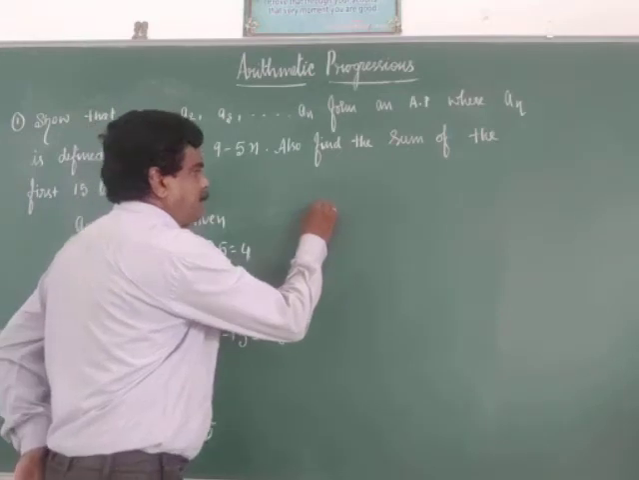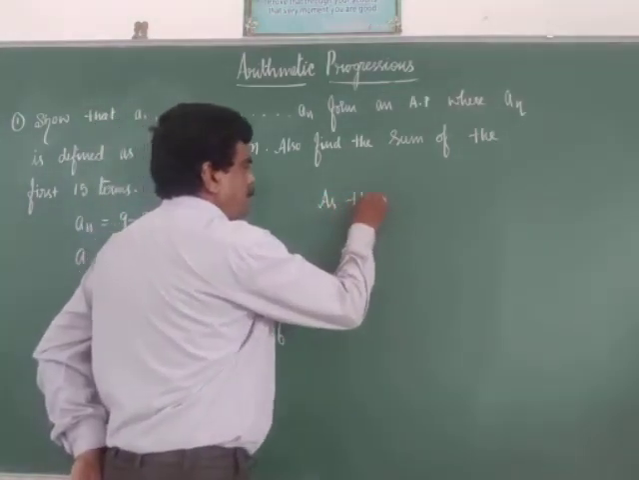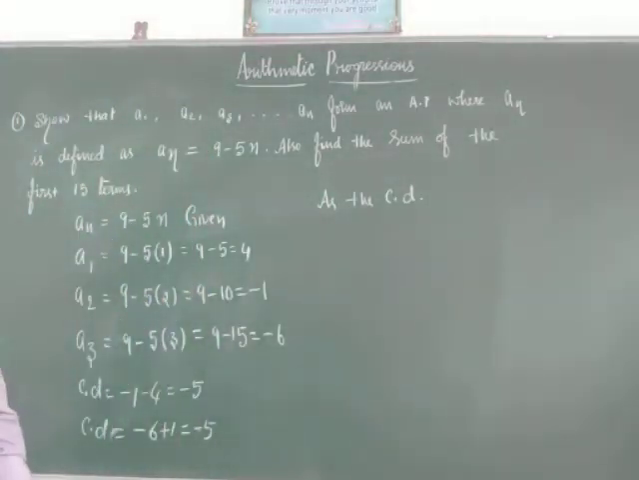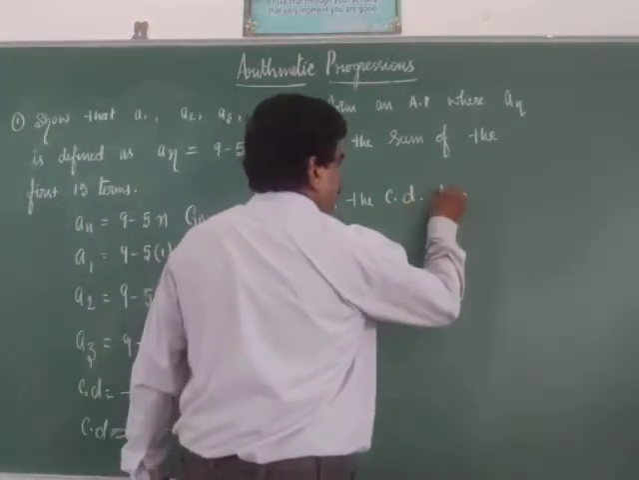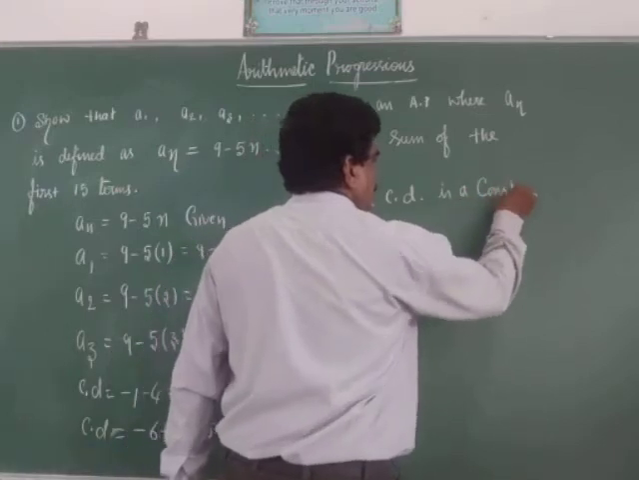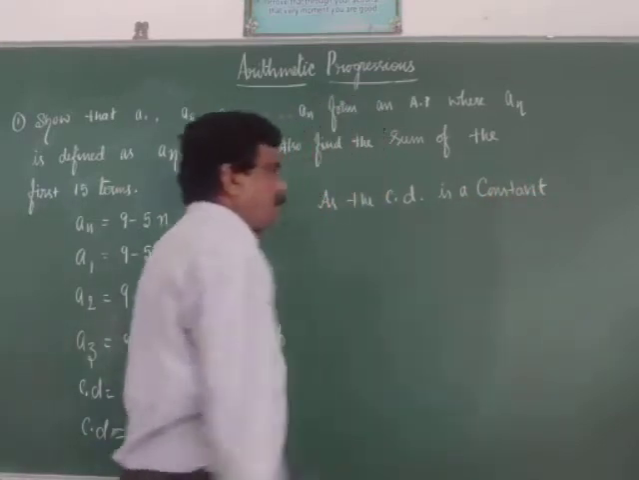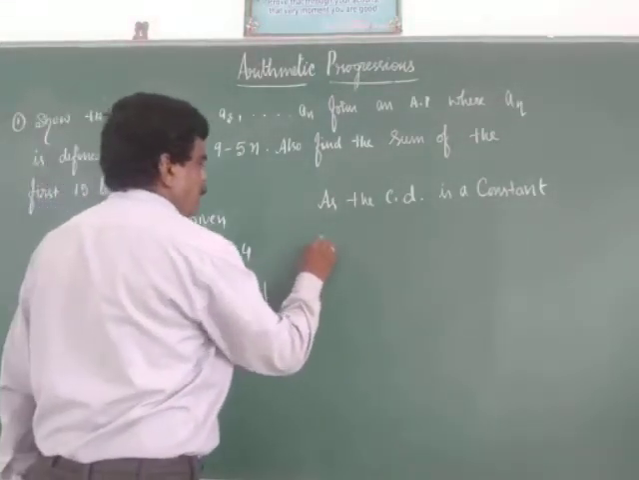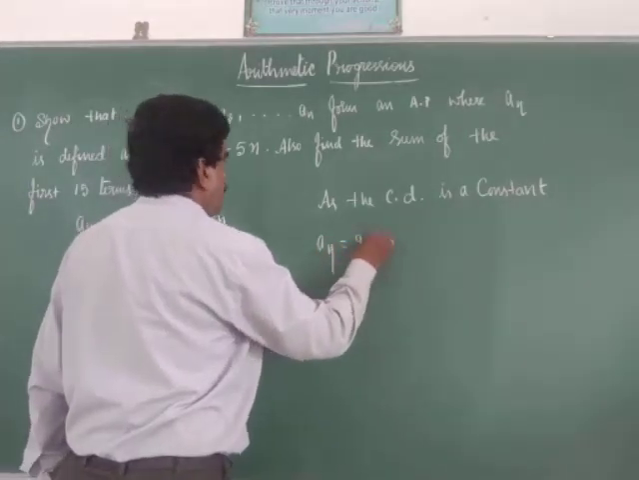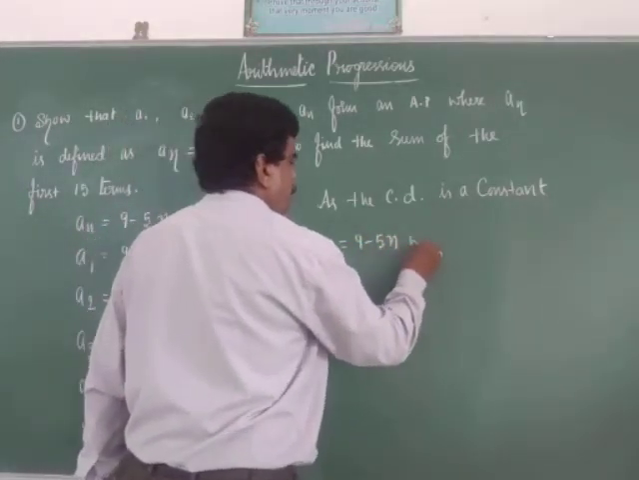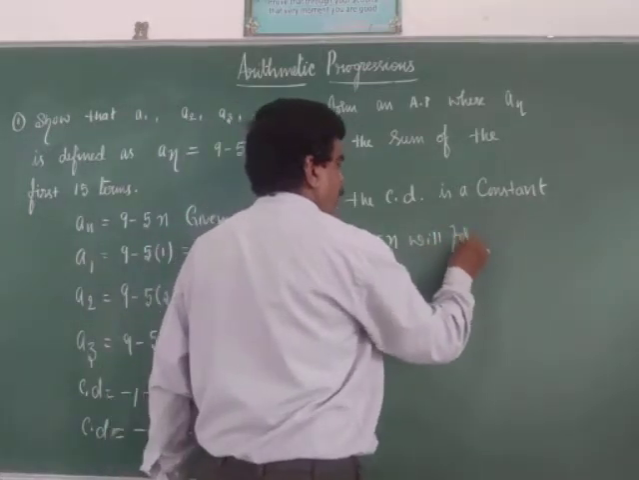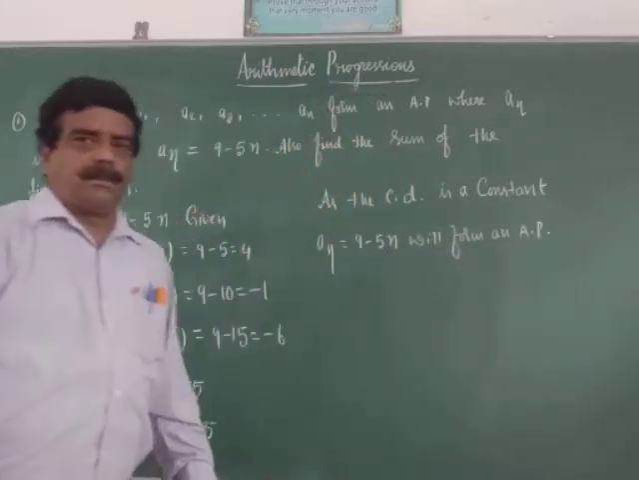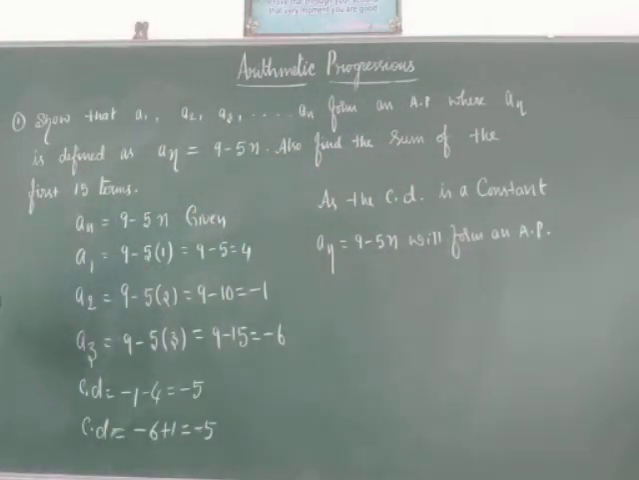So I can write it as the CD. CD means common difference is a constant. As the common difference is a constant, the An is equal to 9 minus 5n will form an AP. See children, there are two sub questions here.